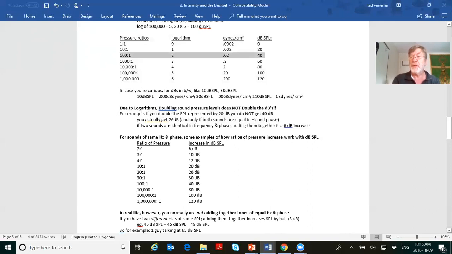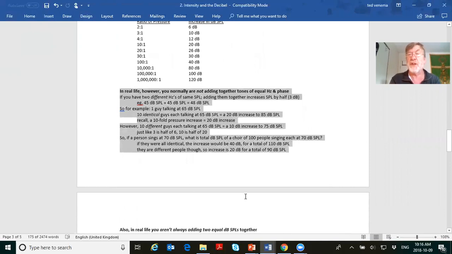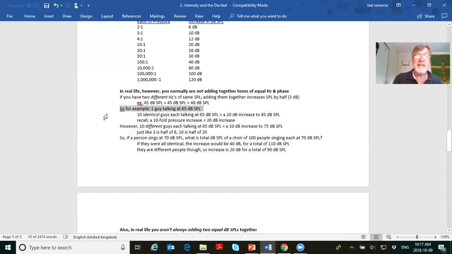And that's what it means when we scroll our way down to this. In real life, you normally are not adding together tones of equal frequency and phase. Now you only go up by 3. And this is an important paragraph. I would star this one. Make sure you internalize this. So if you have a guy talking at 65 dB SPL, if you had 10 identical guys, you would have a 20 dB increase to 85. But in all actuality, it's going to be 10 different guys because we don't know how to make clones yet.